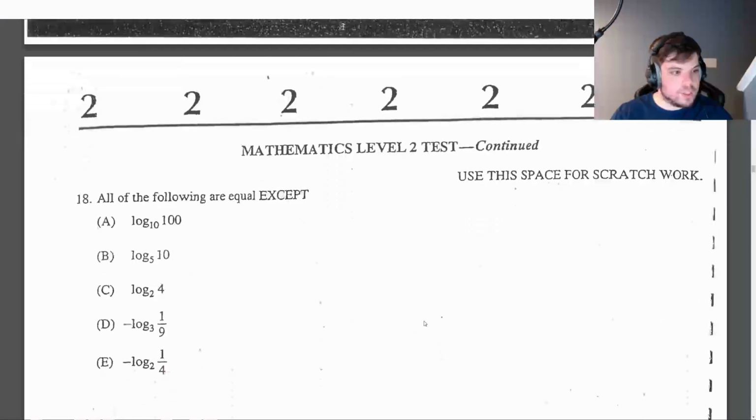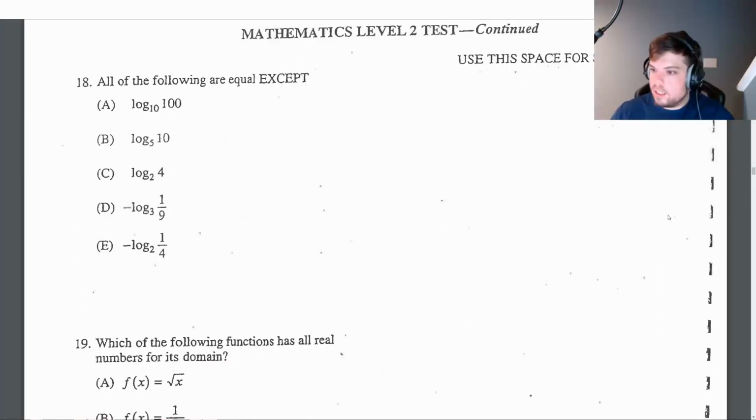And we move on to 18. Thank goodness we can see the numbers. Okay, 18. All of the following are equal, except... Oh boy. Okay, well let's figure out what some of these are.